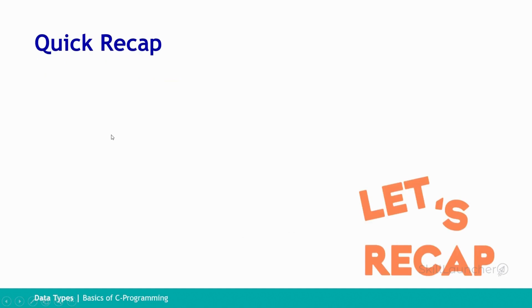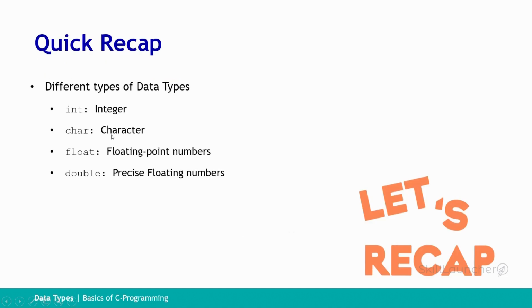Let's have a quick recap. These are the basic data types. Integer. Integer stores whole numbers that can be 0, positive or negative, but no decimal values. Then comes character. When a character is stored, it is stored as its ASCII value. So each character has its own ASCII value. The range of character: there are 256 characters in C programming.